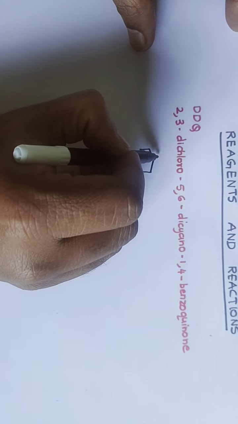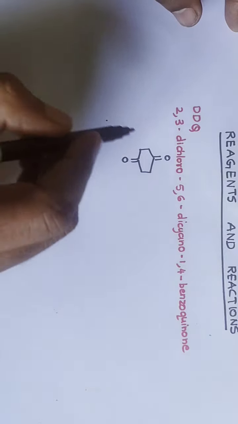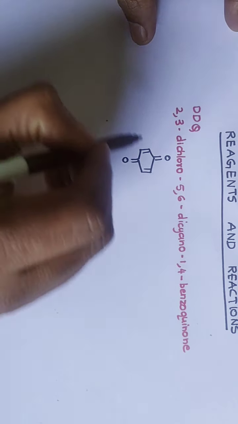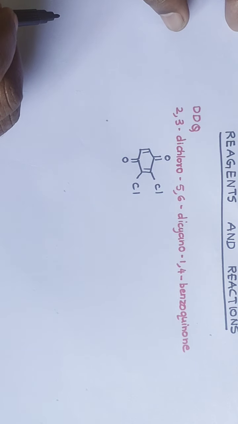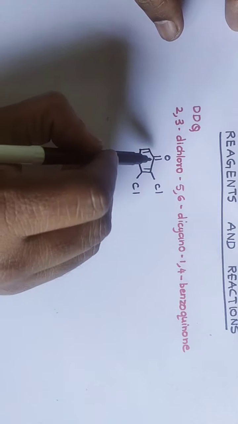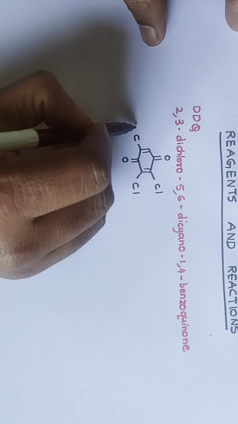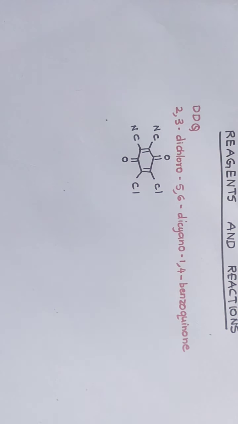It's a quinone, that means double bond O, double bond O. 2,3-dichloro: in the second and third position there will be two chloro groups. 5,6-dicyano, 1 2 3 4 5, right? So this is 2,3-dichloro-5,6-dicyano-1,4-benzoquinone.